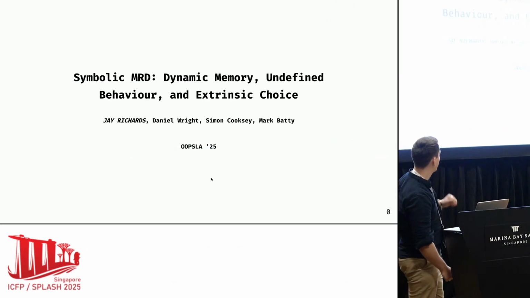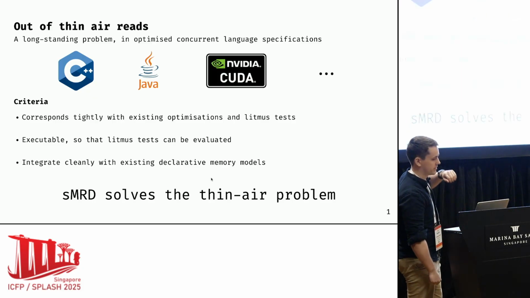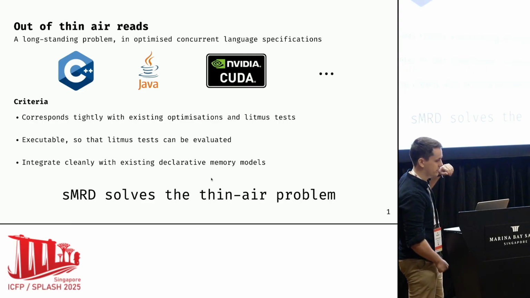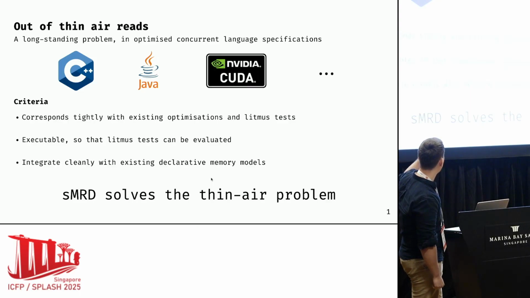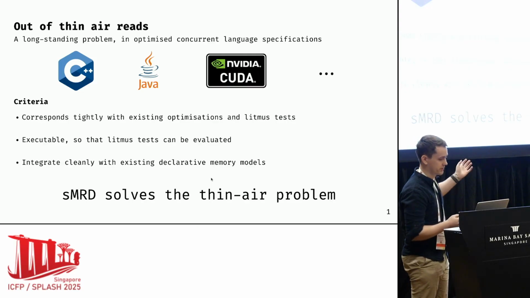This talk will go over the thin air problem and a solution to it. So the thin air problem is a long-standing problem across all optimized concurrent languages, and a solution should meet the following criteria: that it corresponds tightly with existing optimizations and litmus tests, that it's executable so that the litmus test can be evaluated, and it should integrate cleanly with existing declarative memory models. And our model SMRD solves this.